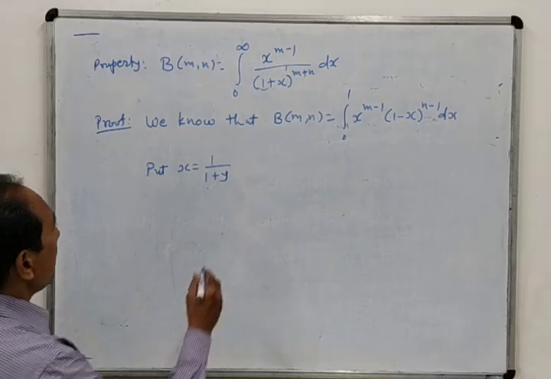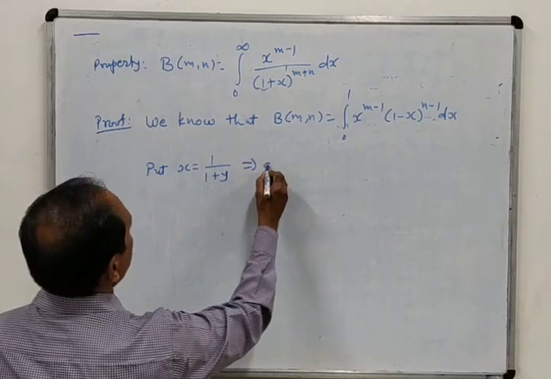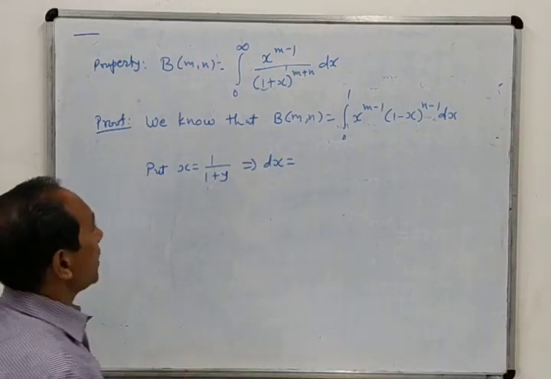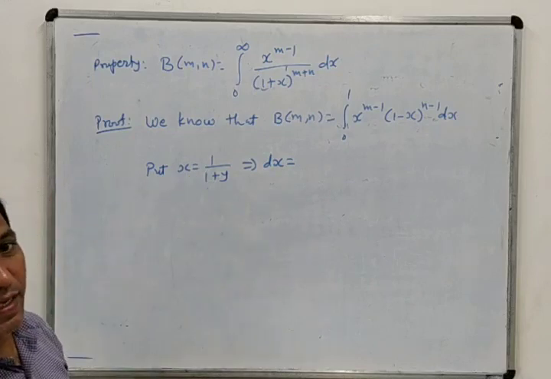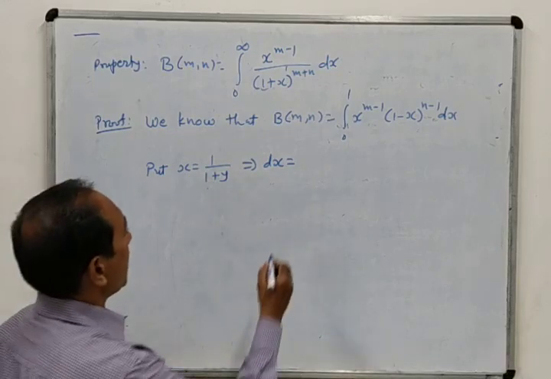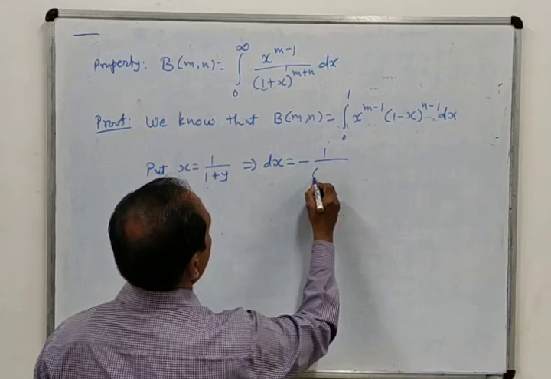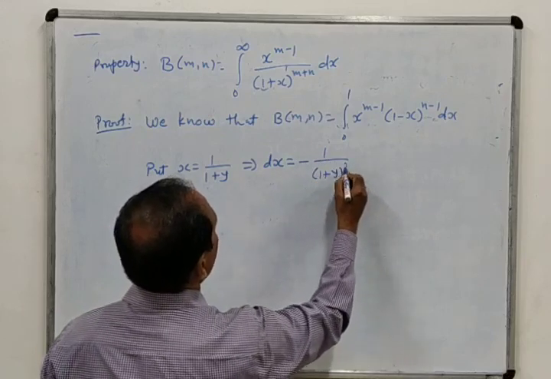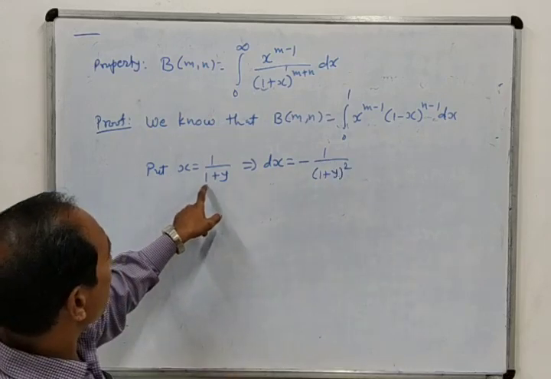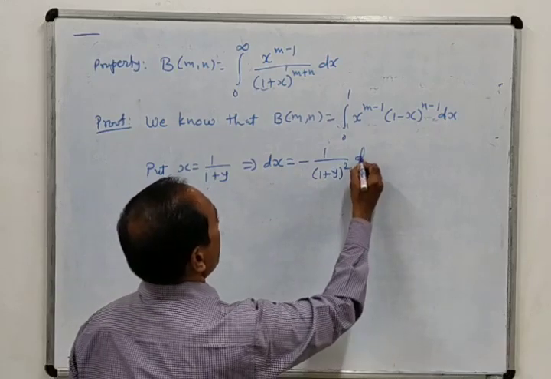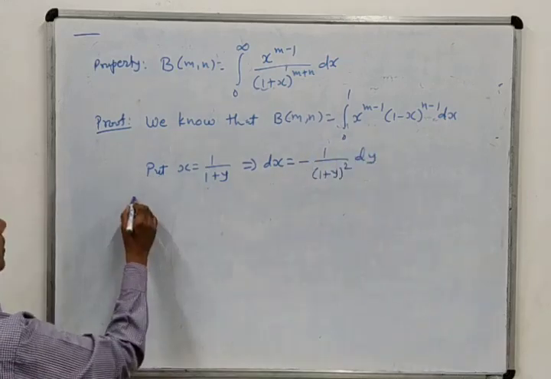So x equal to this one, so dx will also change. So dx equal to the derivative of this one. We know that the derivative of 1 upon x is minus 1 upon x square. So it has the derivative minus 1 upon (1 plus y) whole square. Then the differentiation of 1 is 0 and y has dy. Okay, and the limits will also change.